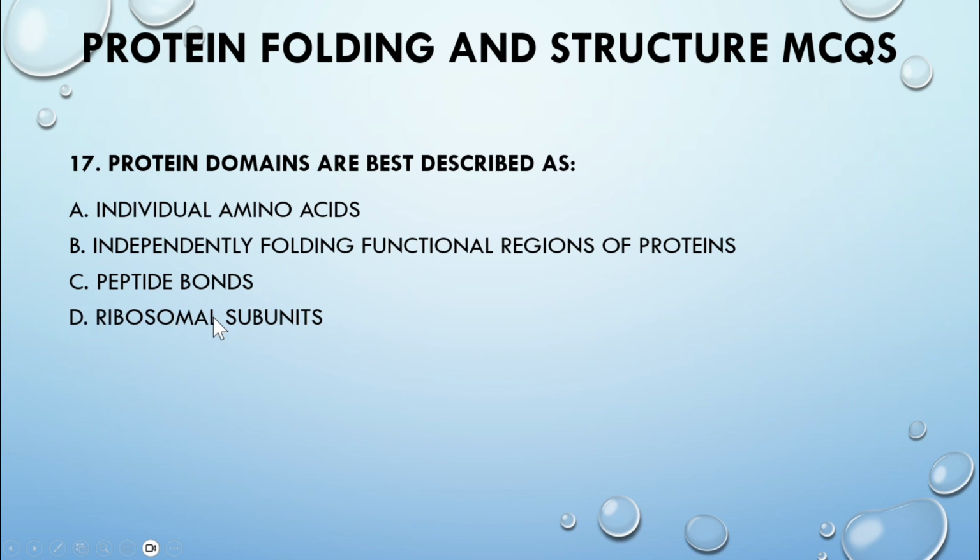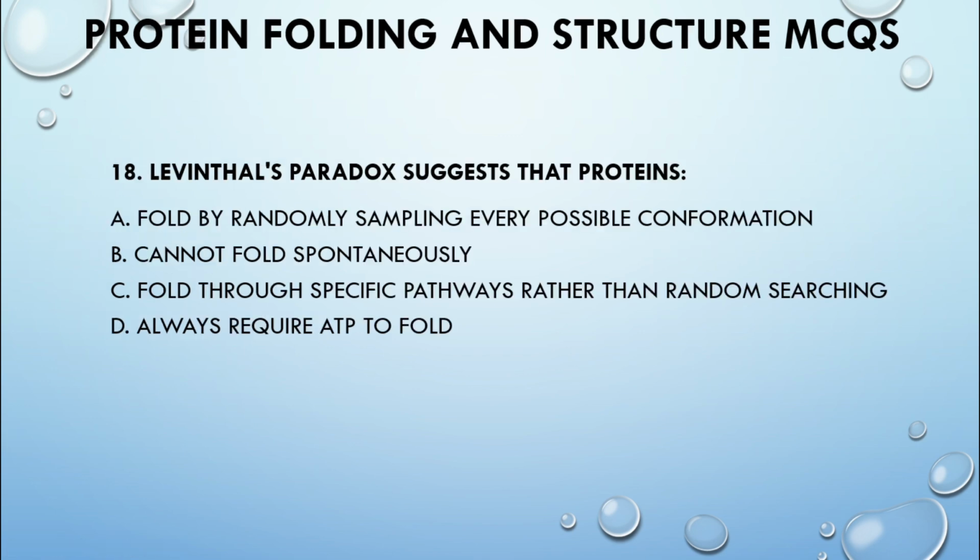Number 17. Protein domains are best described as A. individual amino acids, B. independently folding functional regions of proteins, C. peptide bonds, D. ribosomal subunits. The correct option is B, independently folding functional regions of proteins.